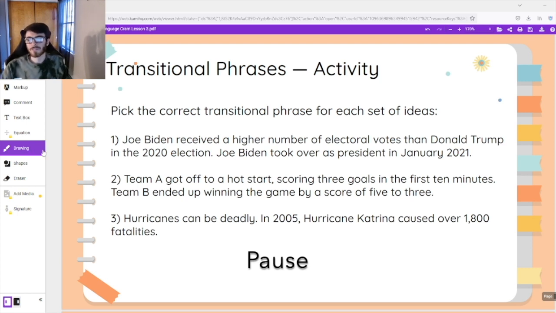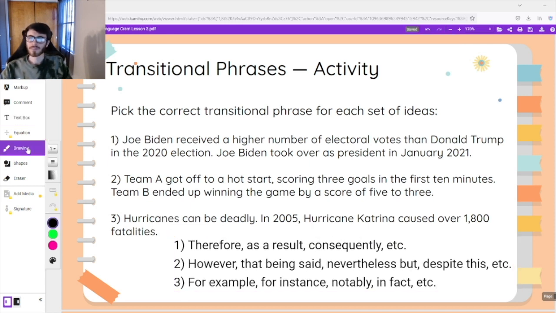See if you can identify the relationship here, right? There is some relationship between the first sentence and the second sentence. Identify that relationship and then choose the transition word or the transitional phrase that fits that relationship. And then when you're done, unpause and I'll show you what I came up with. This is what I have.